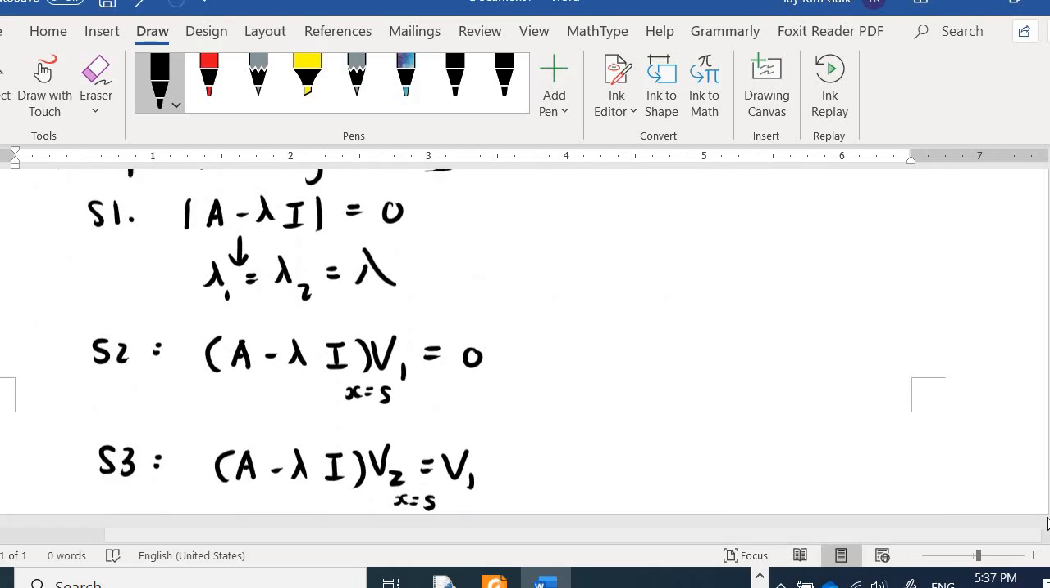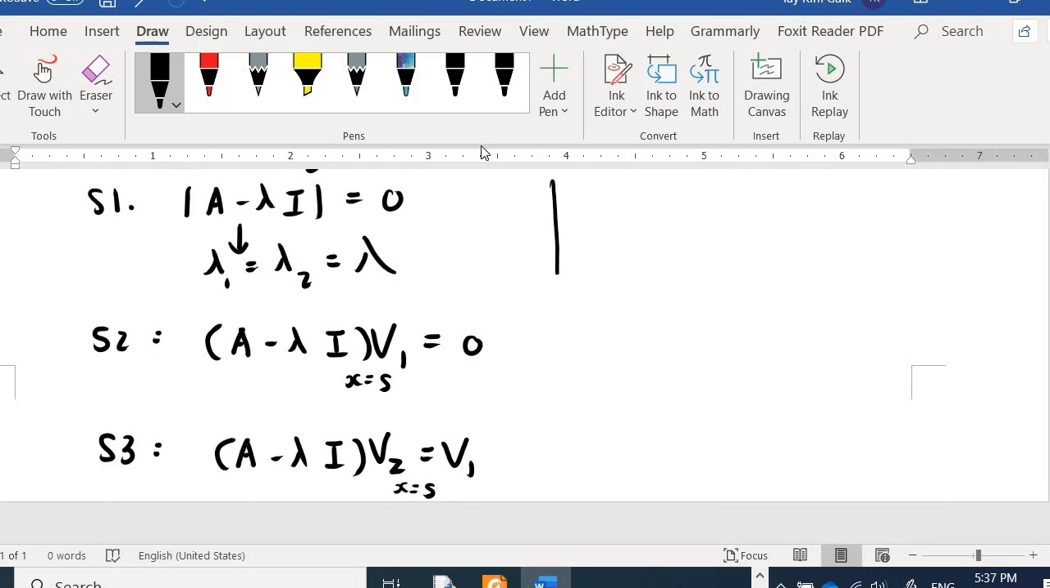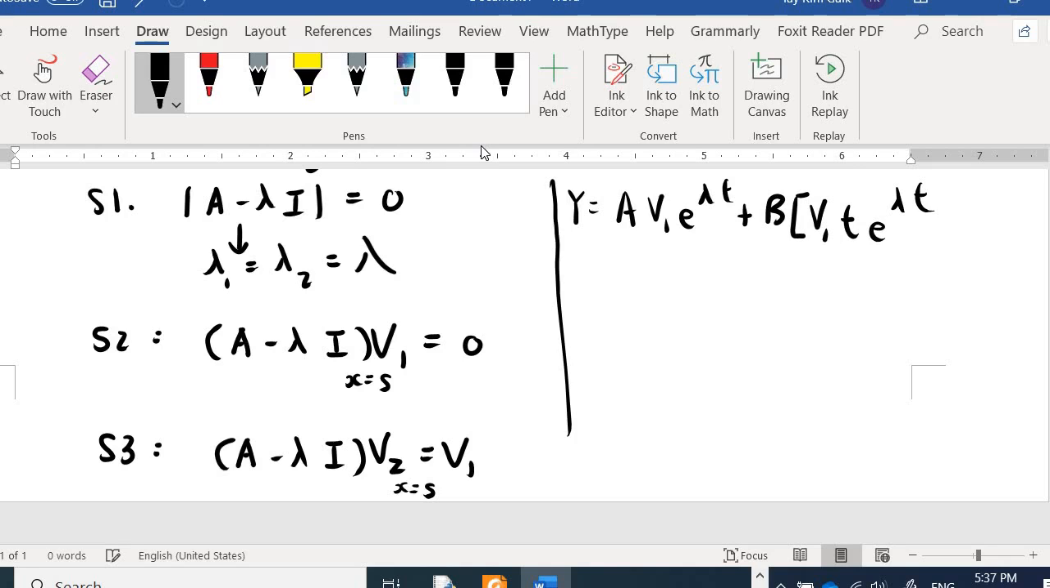So lastly, your solution y is a V1 exponent lambda t plus B1 multiplied t exponent lambda t plus B2 exponent lambda t. So this is for repeated eigenvalue for the case of two simultaneous first order differential equations where in each case your matrix A is a 2 by 2.